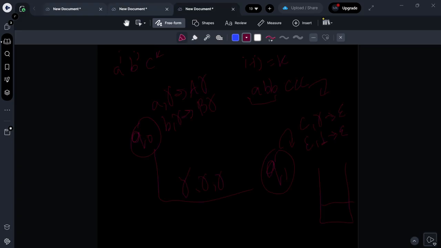Now it says a^i b^j c^k, where i plus j equals k. Meaning that the number of A's and B's together is the same as the number of C's. For example, if it's 3, then this is also 3. Like 1 A, 2 B's, and then we should have 3 C's afterwards. Based on that, we read an A, we push an A, we read a B, we push a B, we read another B, we push a B.